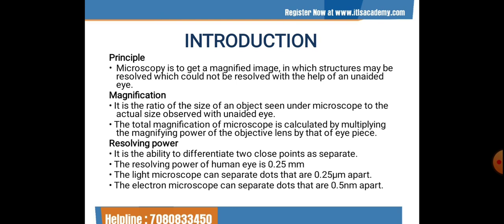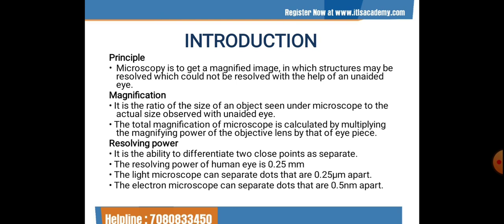Microscope is based on the principle that microscopy is to get a magnified image in which structures may be resolved which could not be resolved with the help of an unaided eye. The magnification is the ratio of the size of an object seen under microscope to the actual size observed with unaided eye. The total magnification of microscope is calculated by multiplying the magnifying power of the objective lens by that of eyepiece.